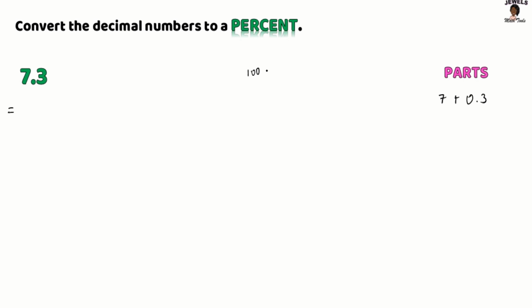So 100% will be multiplied to 7, which would equal 700%. 3/10 would also be multiplied to my 100%, which will equal 30%. And then I'm going to take these two parts, which is my 700%, and add that to my 30%, which will equal 730%.